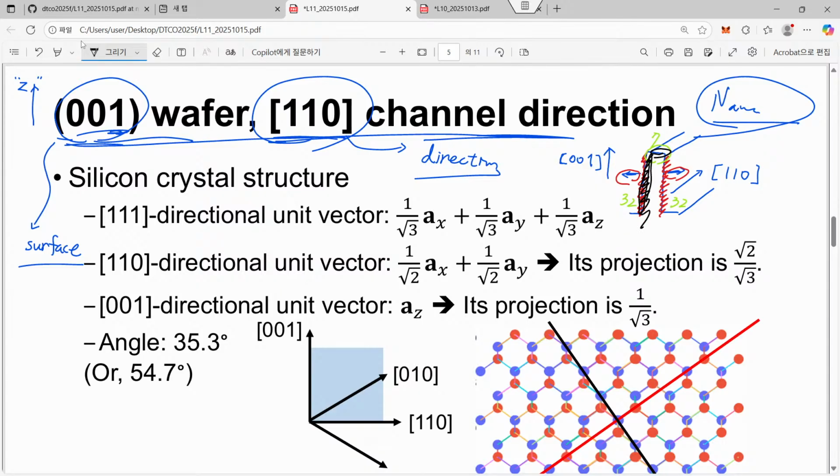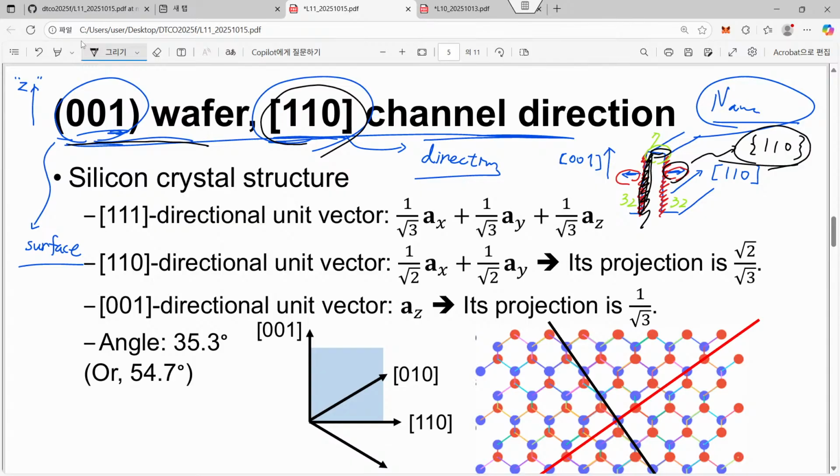So although we had used this 110 wafer surface, in the case of FinFET technology, our surface corresponds to a kind of 110 family. So we used this wafer surface internally and also used this channel direction.